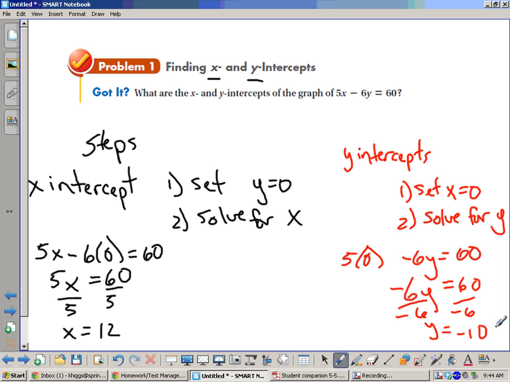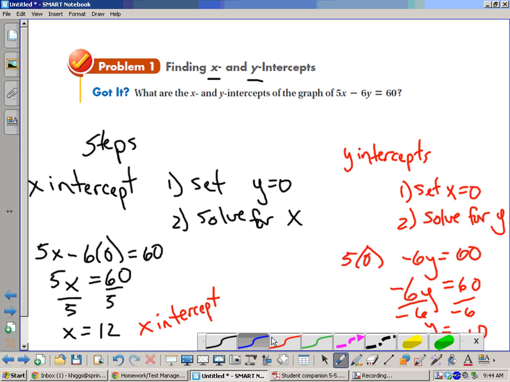So the x-intercept is 12. This is the x-intercept. And this over here is the y-intercept. So that is where the line crosses the x-axis, and this is where the line crosses the y-axis.